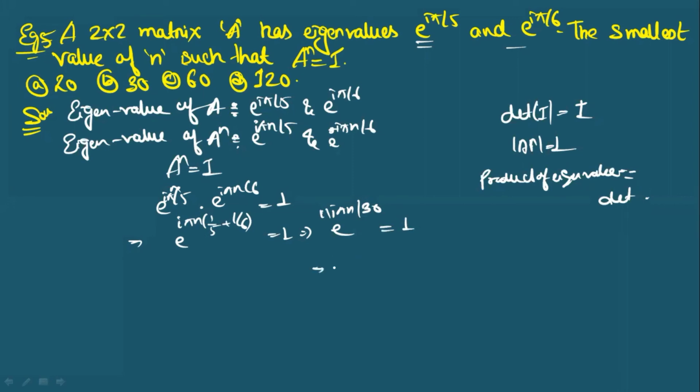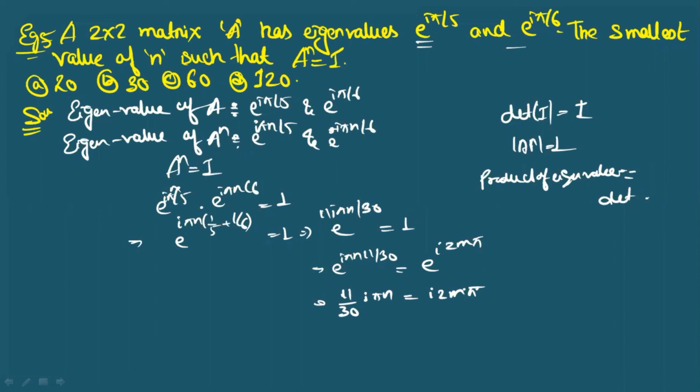Now you see, you can write e to the power iπn times 11 by 30. 1 can be written as e to the power i2mπ. I'm not taking n, I'm taking it to be m. So what will we get here? We will get 11 by 30, iπn, equals i2mπ.